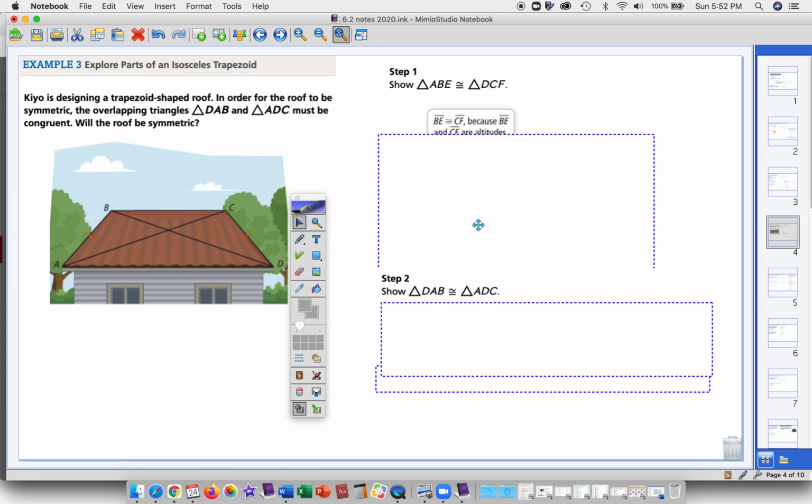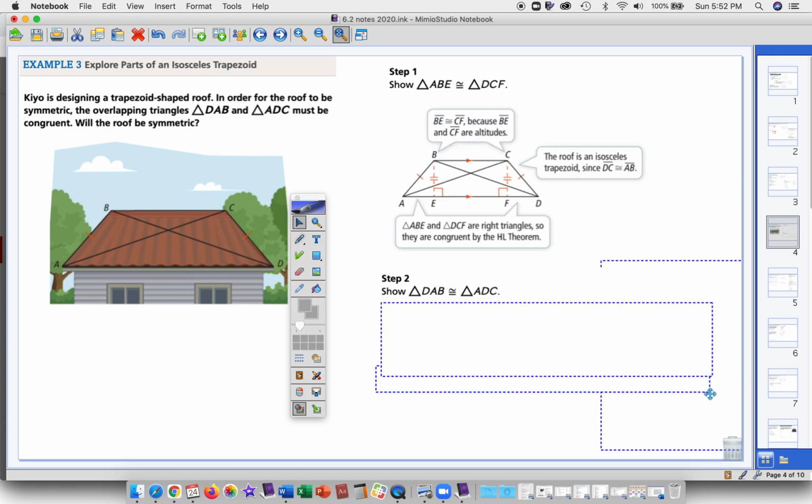Okay, for step 1, we know that BE is equal to CF, because they are both altitudes. The roof is an isosceles trapezoid since DC is congruent to AB.